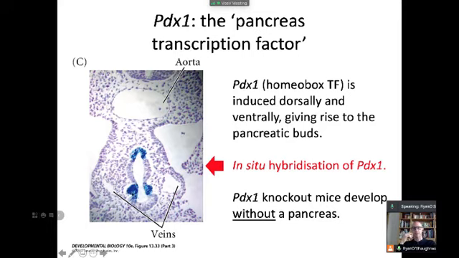It's on both sides of the developing gut, and notice its proximity to the veins that provide those CXCR and CXCL signaling molecules that specify the pancreas by causing expression of PDX1. If you knock out PDX1 in mice, they develop without a pancreas. So PDX1 is both necessary and sufficient for the formation of the pancreas.